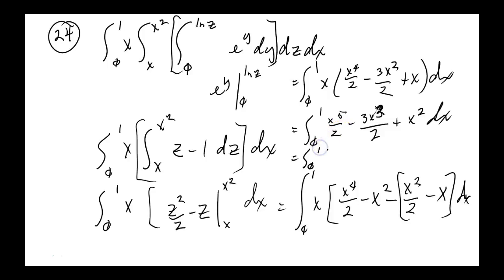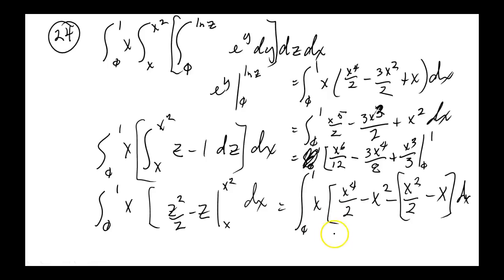0 to 1. So that would be x to the 6th over 12, minus 3x to the 4th over 8, plus x cubed over 3, evaluated from 0 to 1.